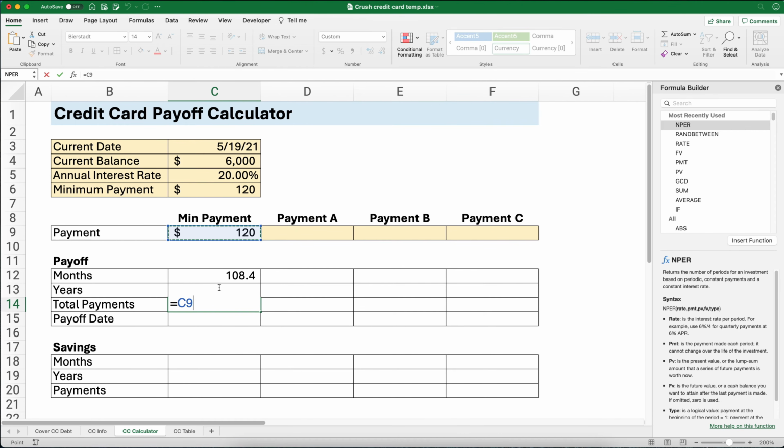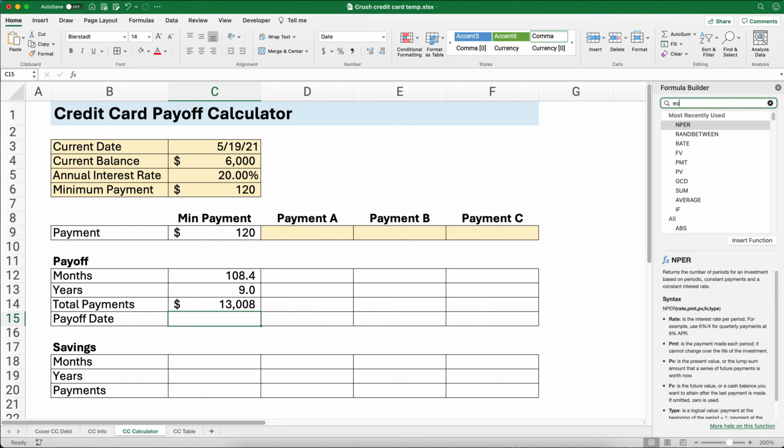Well, our total payments are going to be the 120 times the 108 months. So that's $13,008. Now, I'm not using pennies here. The pennies are not going to be important. Here you have $120 payments. You're trying to pay off a $6,000 credit card. If you make the minimum payment, then it's going to cost you $13,000 to make this payment. Well, when is our payoff date? Well, I can use a function called end of the month.